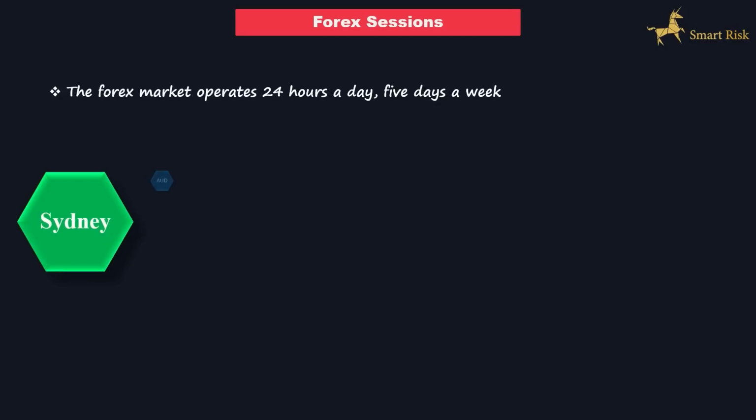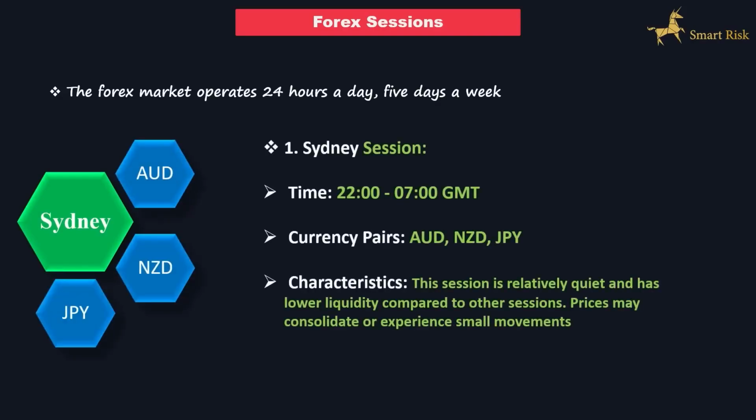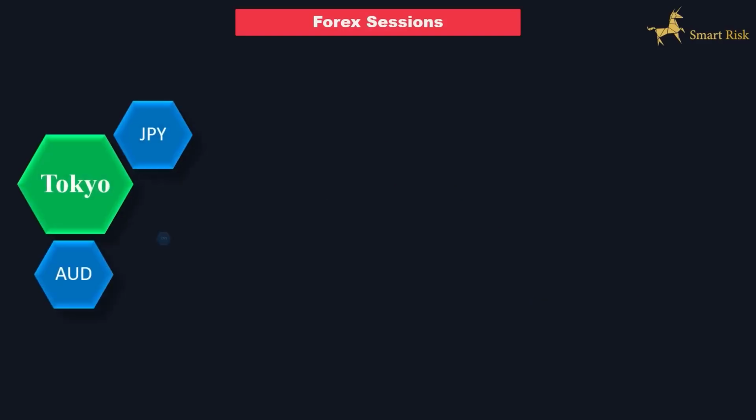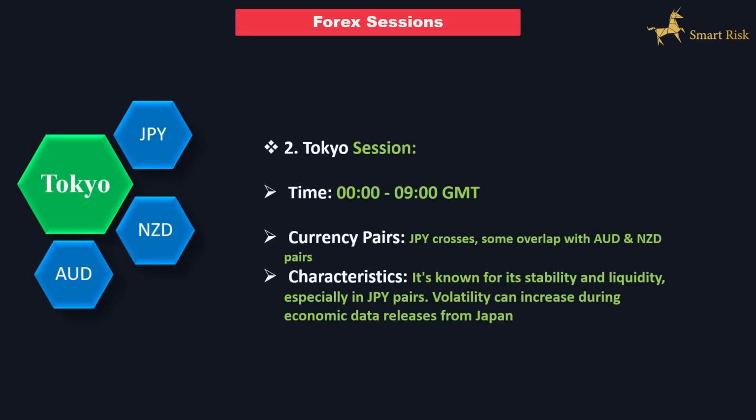The first is the Sydney session, which runs from 10 p.m. to 7 a.m. in the GMT time zone. This session mainly involves 3 currency pairs: the Australian dollar, New Zealand dollar, and Japanese yen. Next is the Tokyo session, which also runs from 10 p.m. to 7 a.m. in the GMT time zone. The primary currency involved in this session is the Japanese yen. Additionally, there is some overlap with the Australian dollar and New Zealand dollar pairs. Tokyo session is known for its stability and liquidity, especially in JPY pairs. Volatility can increase during economic data releases from Japan.